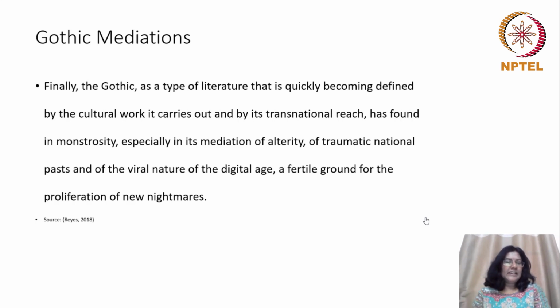Gothic subgenre in the contemporary world is becoming defined by the kind of cultural work it does today, and it has a transnational reach. A fiction written in India is read by people in Canada, so there is a transnational reach for fiction, both Gothic and otherwise, and especially if it's Gothic, the idea of monstrosity is being disseminated across the globe, and the idea of the other itself is changing constantly in the contemporary world.